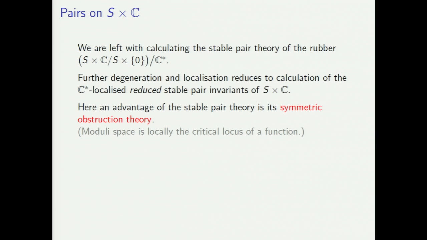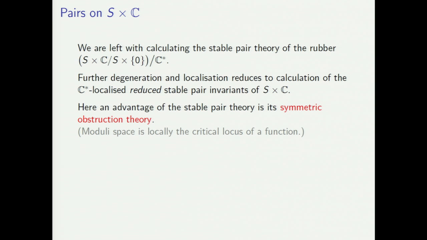All right, sorry. I'm running out of time, so I'll just go through this very briefly. So what was the plan of proof? We used the MNOP conjecture plus degeneration to get this local MNOP conjecture. So we've reduced everything to computing stable pair invariants on a twistor threefold. And then by degeneration to the normal cone and so forth, and further localization and so forth, we end up with just computing stable pairs on this trivial geometry, S times C. All right?